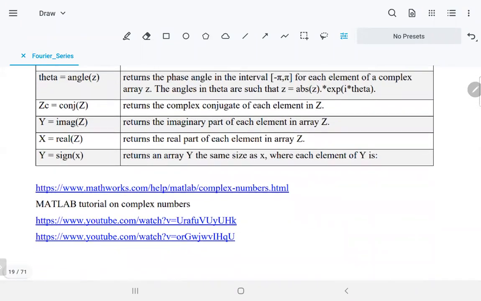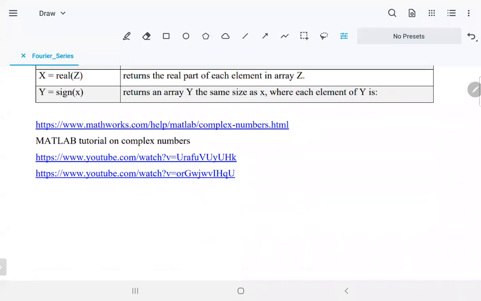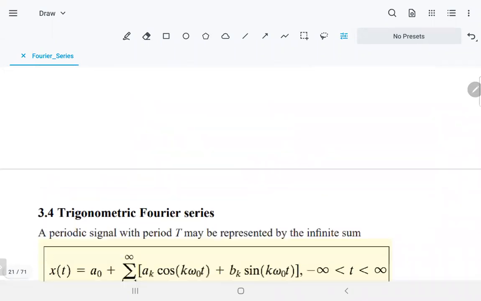That's for revision, and that's the old function that you use in complex. And I have some YouTube videos. If you are stuck with complex numbers again, you can review them. I put it there for you.